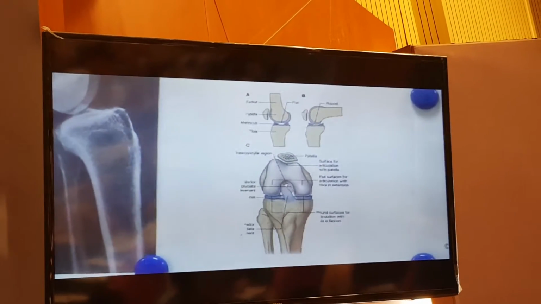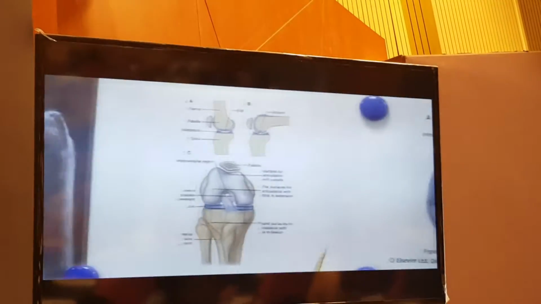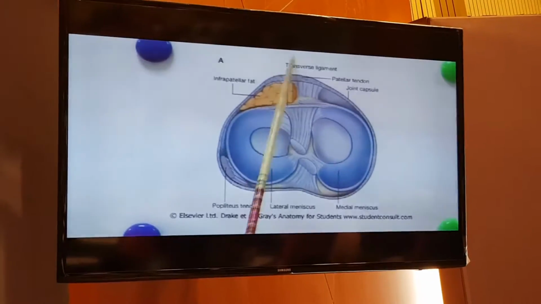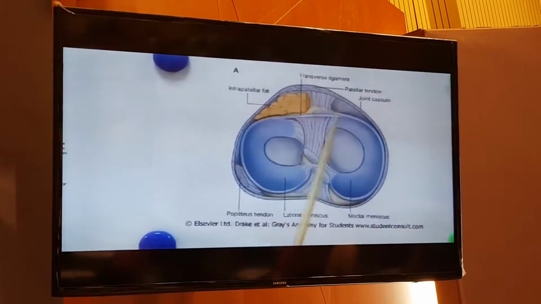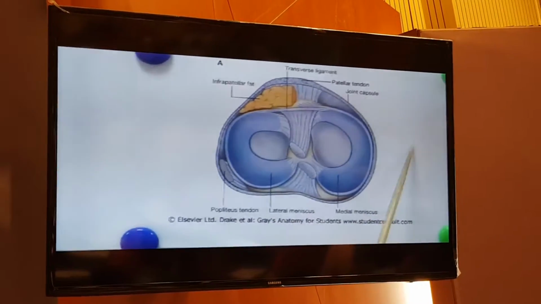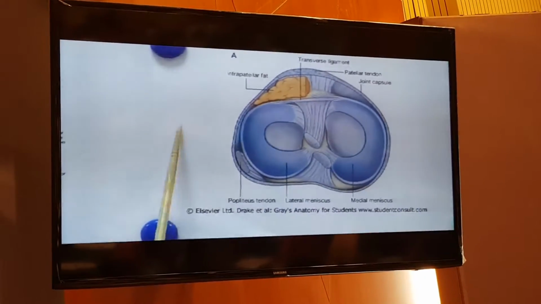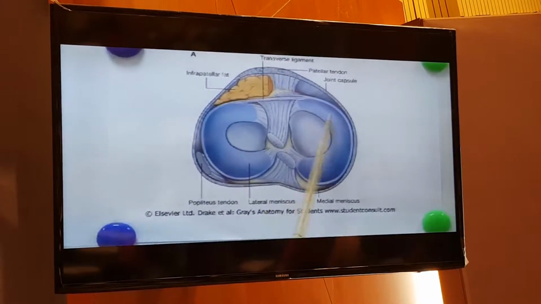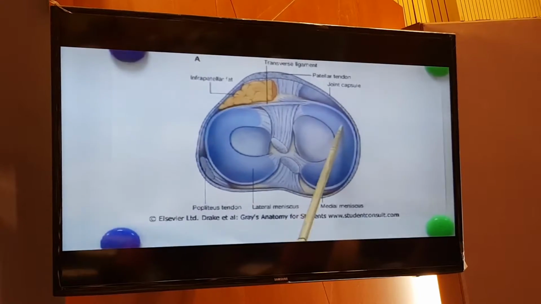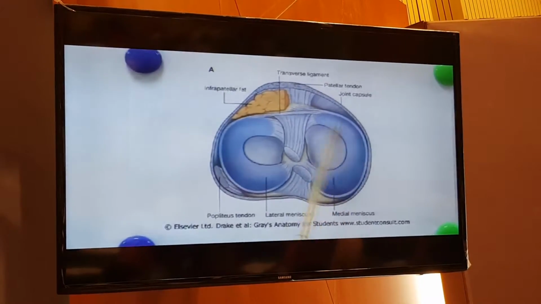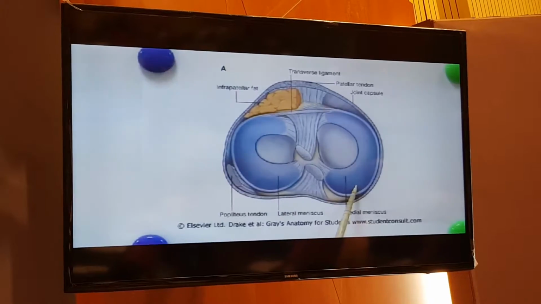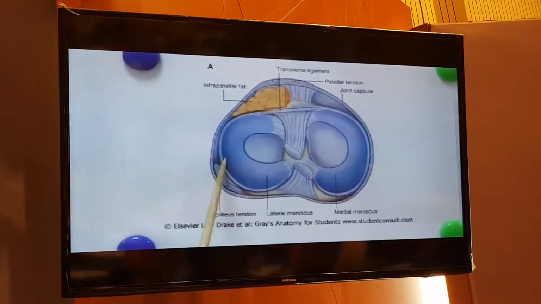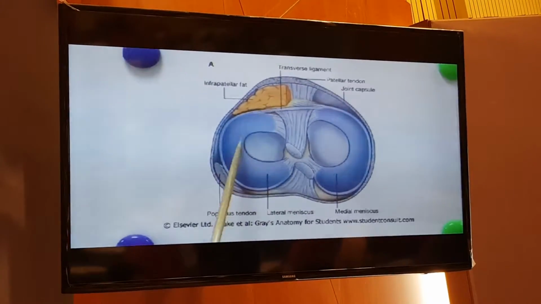Okay, internal structure, if you see very carefully, this is upper surface of the tibia. This is anterior view, anterior part. This is posterior part. This is medial part, and this is lateral part. We have two menisci there. This is medial meniscus, which is oval in shape and more fixed. This is lateral meniscus, which is more or less circular in shape and more movable.